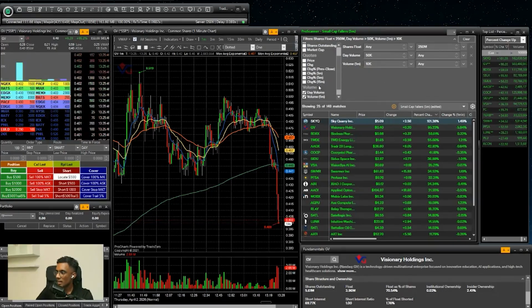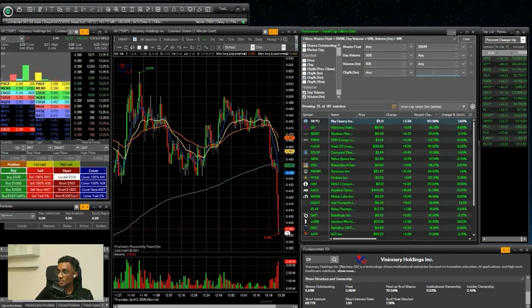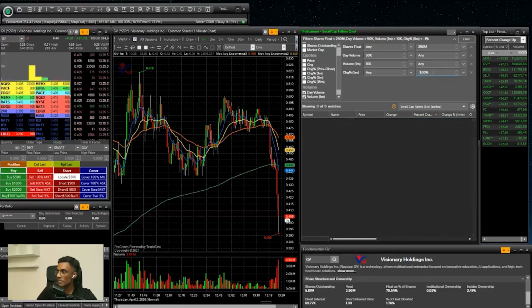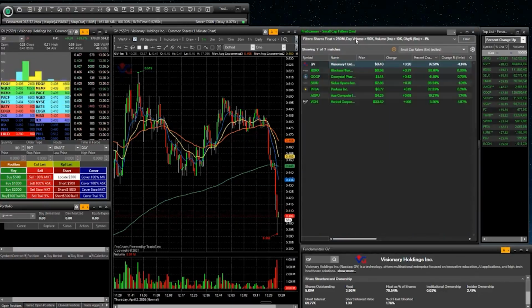And lastly, I want to go to change percent 5 minutes. And I want to set the maximum of the change percent 5 minutes to be a negative figure, to only show me negative values and fallers, okay? So we're now going to set that to -1, all right? And we're just going to close this real quick.